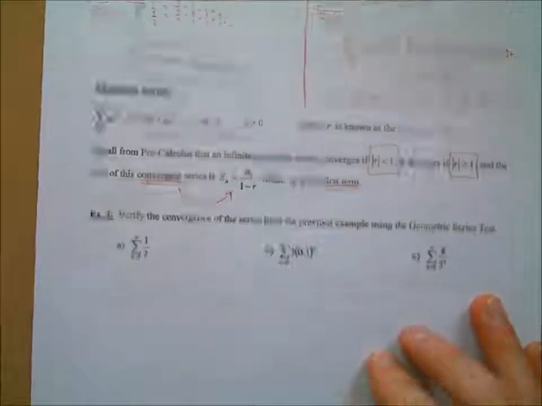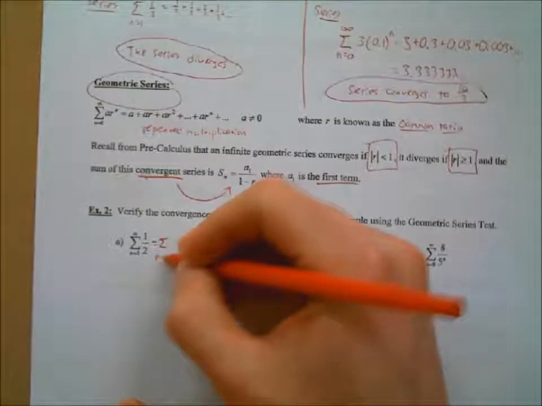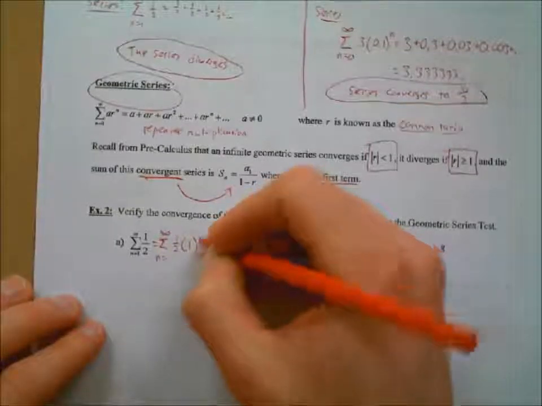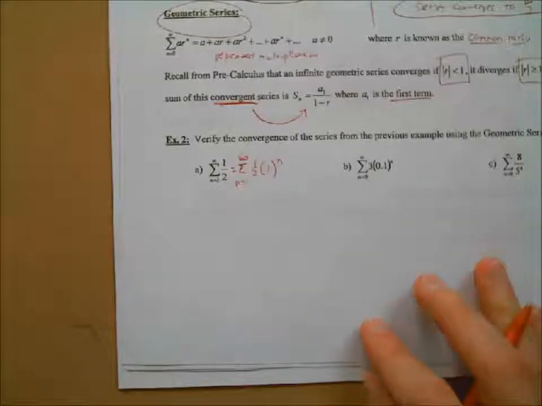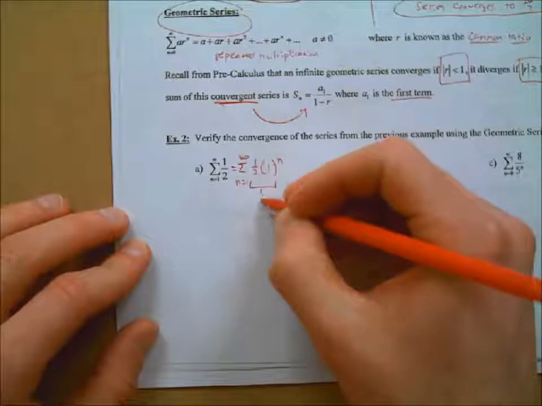So in other words, we could rewrite this as 1/2 times 1 to the n. So that's now in the geometric series formula.